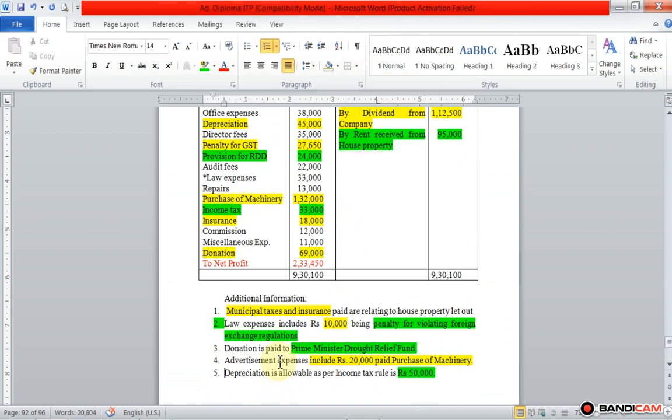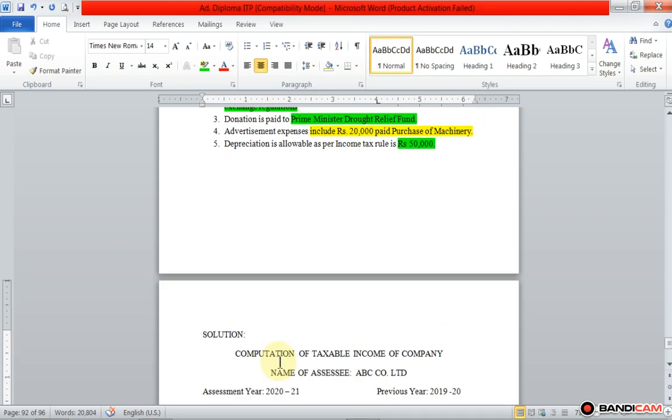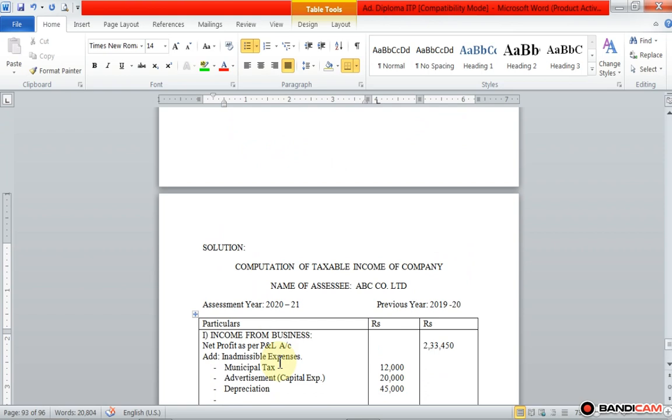Then penalty for GST, 27,650. So all penalties are disallowed.